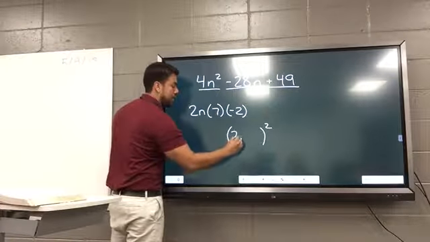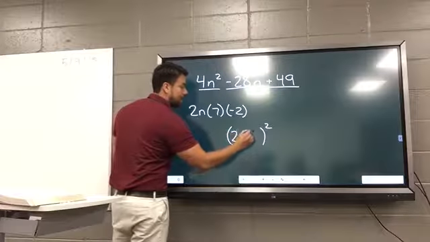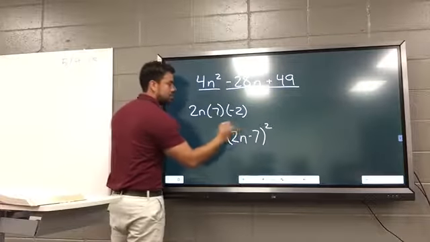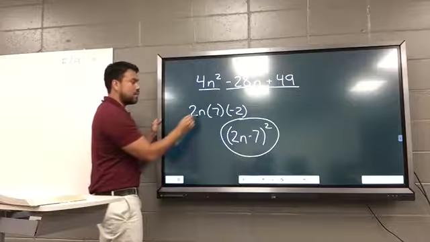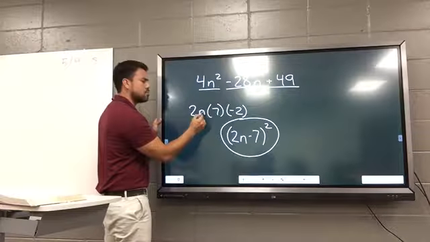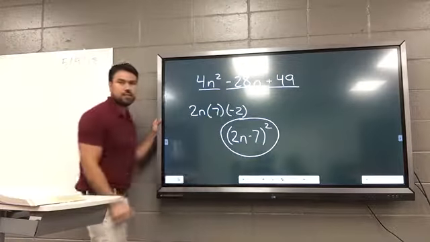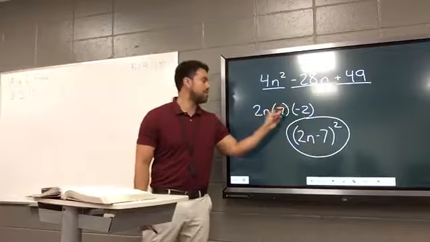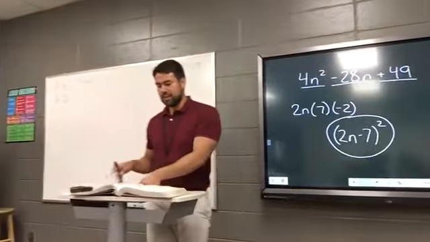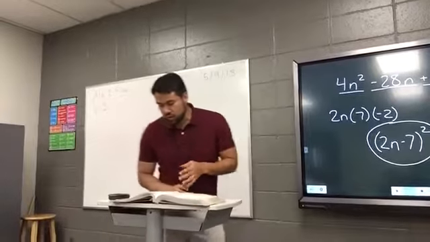It's 2n minus 7. Minus 7. Done. So you've got the 2n, you've got the 7. What sign should be between the 2n and 7? It's that one. If it were a plus 2, plus 7, which is really nice. Okay, so go ahead and do this on your own.